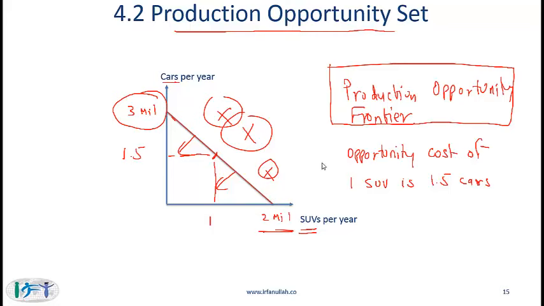The other concept you should know is that of opportunity cost. If you think about the opportunity cost of one SUV, it is 1.5 cars. In other words, if you give up one SUV, you will be able to make 1.5 more cars, or more intuitively, if you give up two SUVs, then you will be able to make 3 more cars. This particular concept will be discussed in more detail in a later reading.